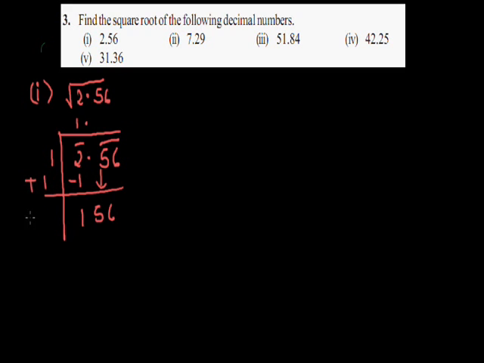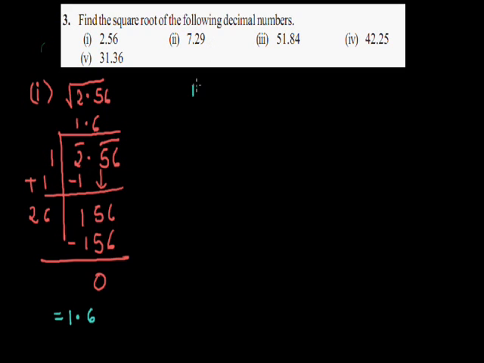Here, 1 plus 1, that is 2. Now after 2, I have to insert a number which should also be the next term of the quotient, and the multiplication of both of them should be 156. So I can write 26, 6 are 156. Minus, the answer will be 0. So the square root of 2.56 is equal to 1.6.